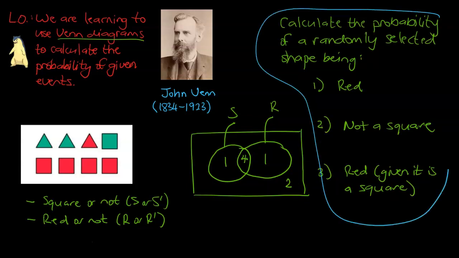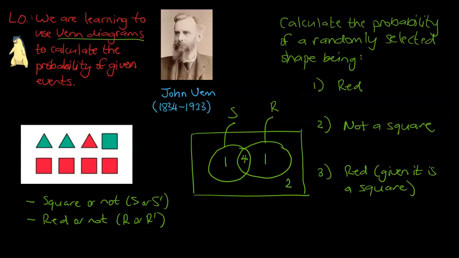Diagram, I've now got a small selection of questions that I want us to start thinking about. So the question asks us to calculate the probability of a randomly selected shape being red. So the first thing we need to start off with is our notation. So the probability of being red, that's equal F over T.